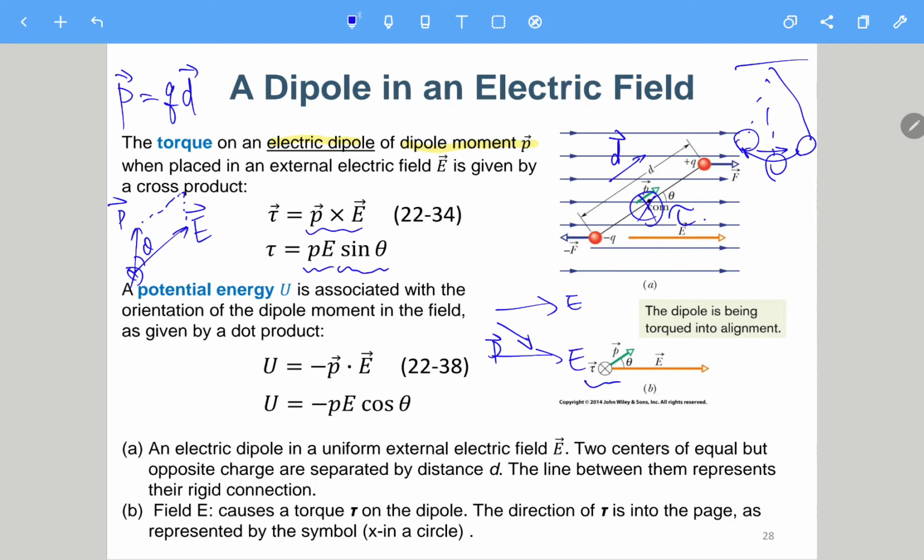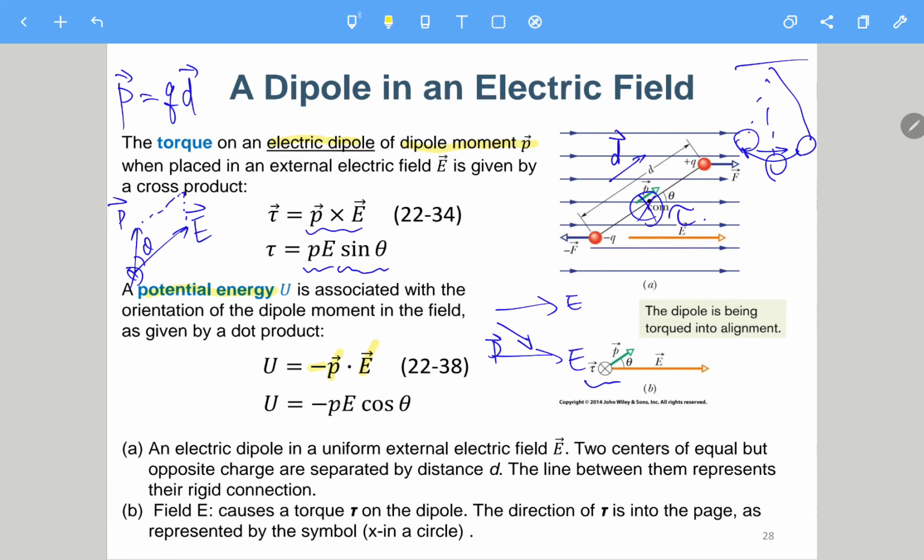And this is the torque. Next, we'll talk about the potential energy U stored in this dipole, or stored in this E field. If we have a dipole here in a uniform E field, the potential energy stored there is minus P dot E vector.